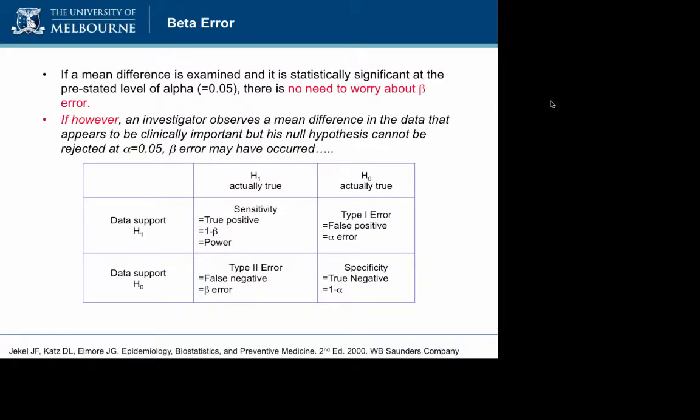And if you go on, so if we get an alpha level of below 0.05, we don't need to worry about the type 2 error, because then it means we are on the top row, so our data supports the alternative hypothesis, so either it is true or it's a type 1 error.